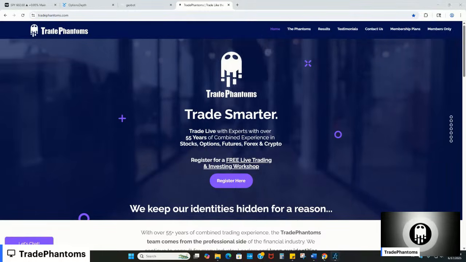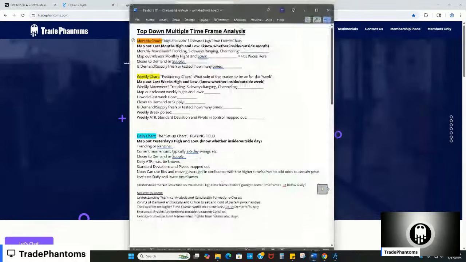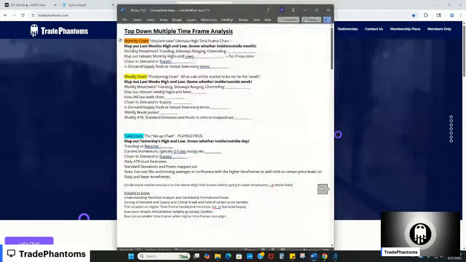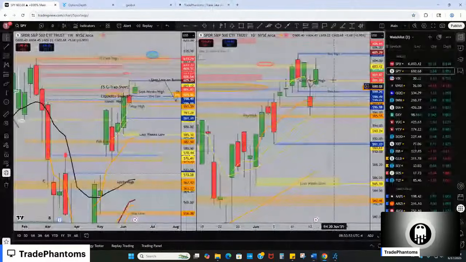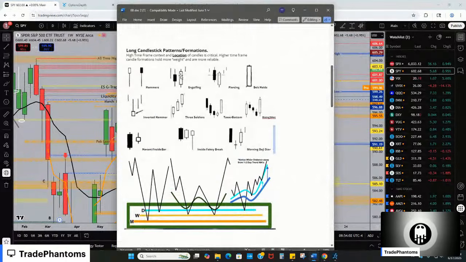Let me start this off formally with Trade Phantoms. Demand and supply is the main backdrop, with top-down multiple time frame analysis. You're going to see a lot of orange, yellow, and blue. Orange is the monthly time frame, yellow is weekly, and blue is the daily. So when you go to the TradingView charts, you'll see oranges, yellows, and blues. I usually bring that up every single day, no matter what. Here's a quick little cheat sheet for the Phantoms members: bullish candlesticks, a bunch of fancy names, with location being most important.